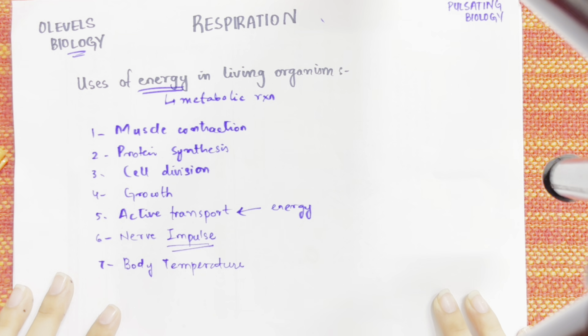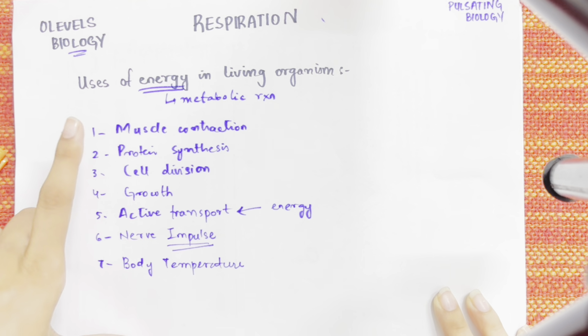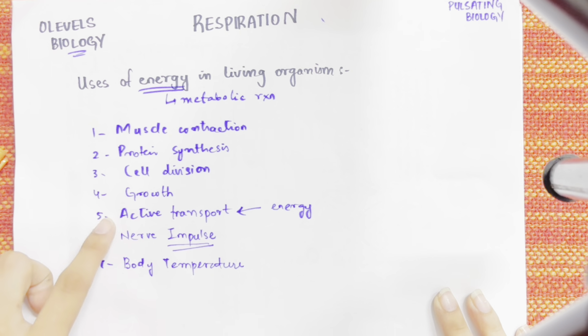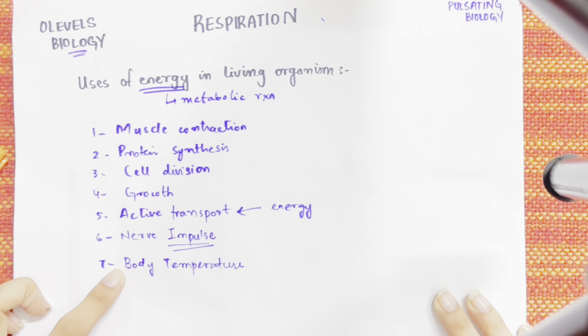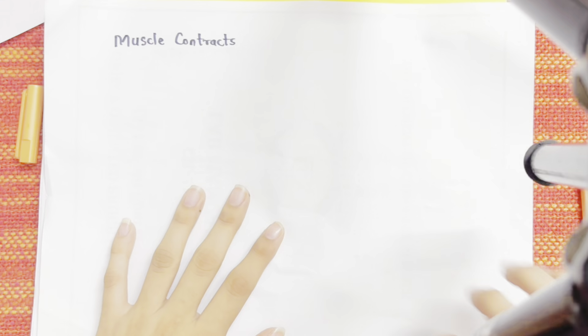We're going to learn about each of them in more detail: how energy is required for muscle contraction, protein synthesis, cell division, growth, active transport, nerve impulse, and body temperature, which is also termed homeostasis. Let's firstly talk about muscle contraction. We have already learned how the muscle is involved in the energy that is being released.